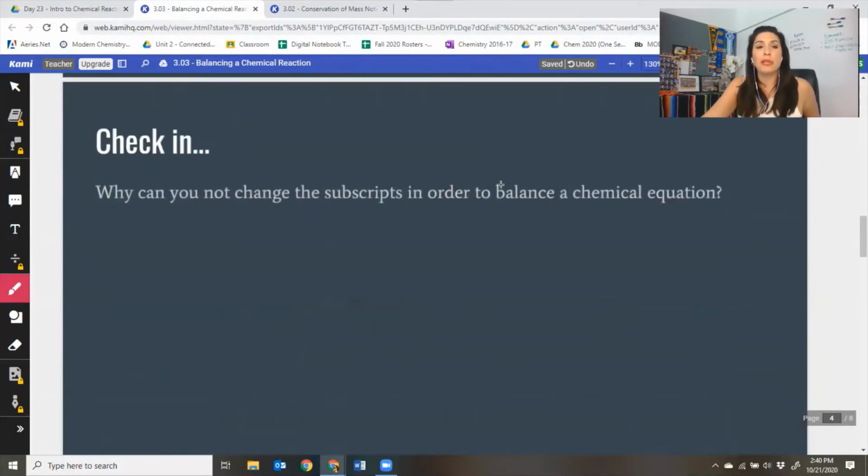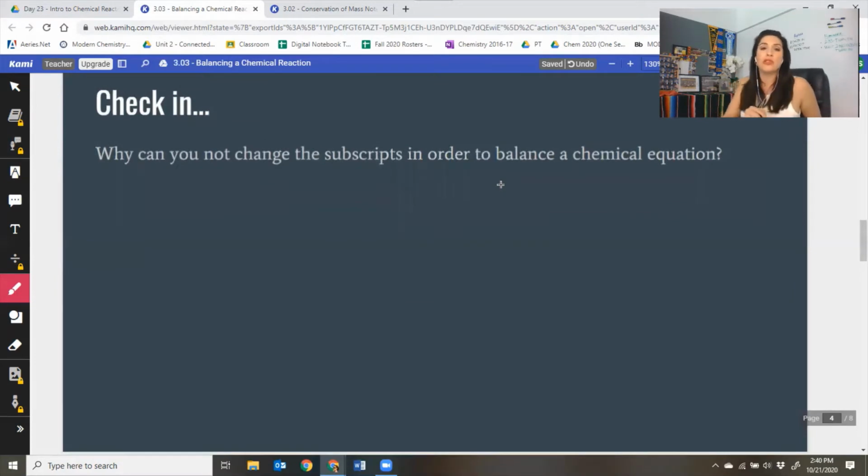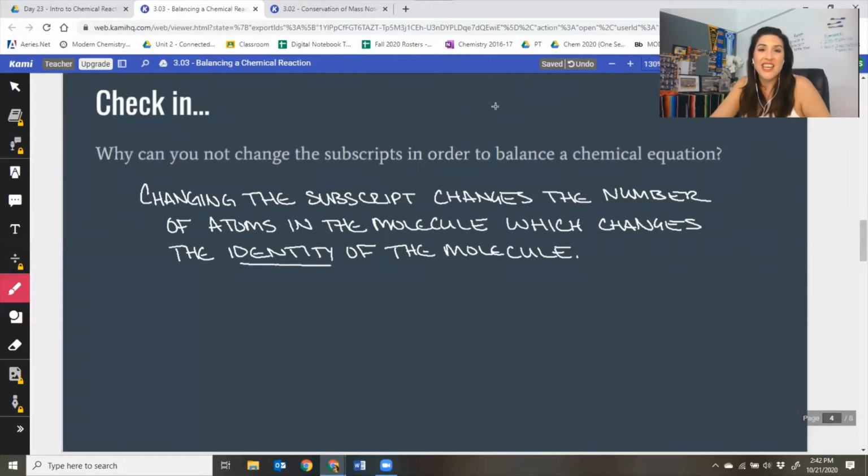So stop for a moment and check in with yourself. See if you can answer this question. Pause the video. Why can you not change the subscripts in order to balance a chemical equation? See if you can come up with an answer on your own. All right, let's see how you did. Why can you not change the subscripts in order to balance a chemical equation?